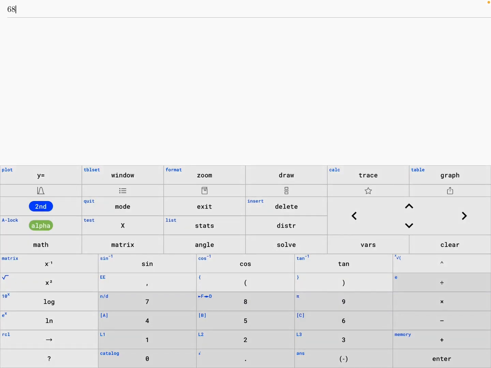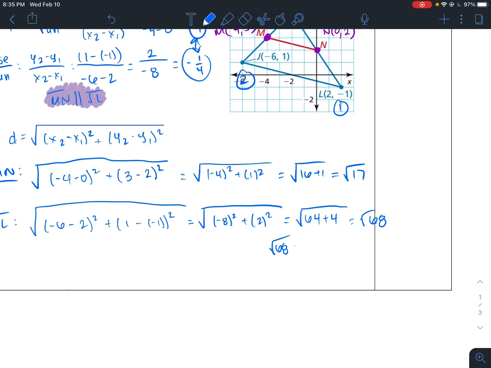So 68 divided by 17 is equal to 4. So then I could rewrite this as the square root of 4 times 17, and then that would be equal to the square root of 4 times the square root of 17, and that's equal to 2 times the square root of 17. So look at this that we have here.